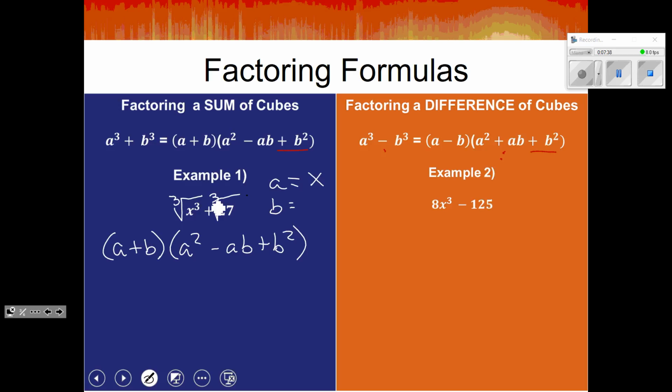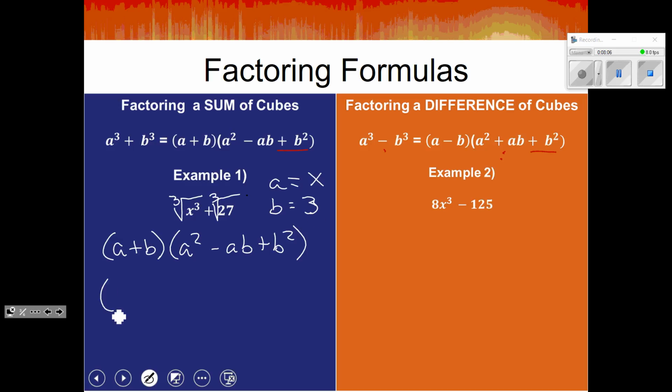Math, what? Math 4. Math 4. Okay? Does that make sense? If you wanted to find the cube root of 27, you could go math 4 and then put in 27 and hit enter. So what's the cube root of 27? 3. 3 times 3 times 3. So wherever I see an A, I'm going to plug in an X. Wherever I see a B, I'm going to plug in a 3.